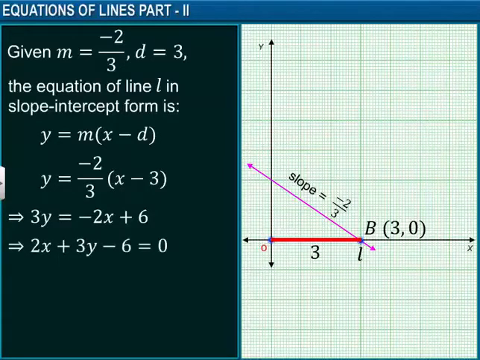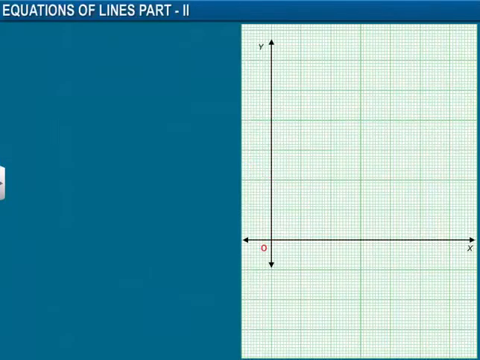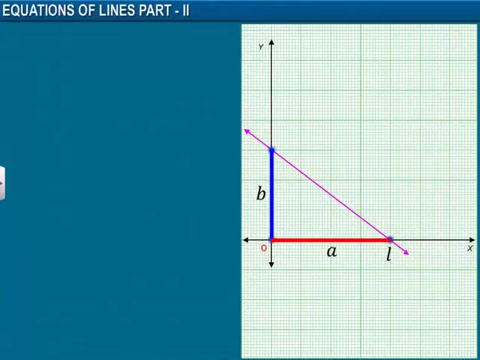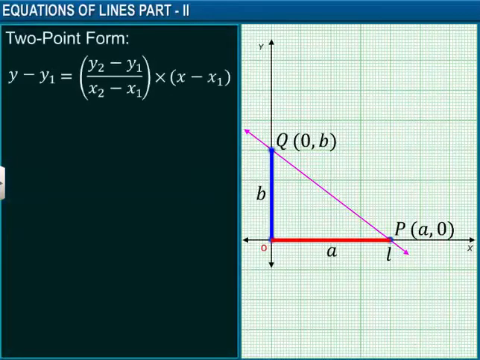The equation of a line having an x-intercept and a y-intercept can be represented using the intercept form. Consider a line L with x-intercept A and y-intercept B. Let's denote the points where the line intersects the x-axis and the y-axis as P and Q respectively. Therefore, the coordinates of point P are a, 0 and that of point Q are 0, B. We already know the two-point form of the equation of a line passing through the given points x1, y1 and x2, y2.